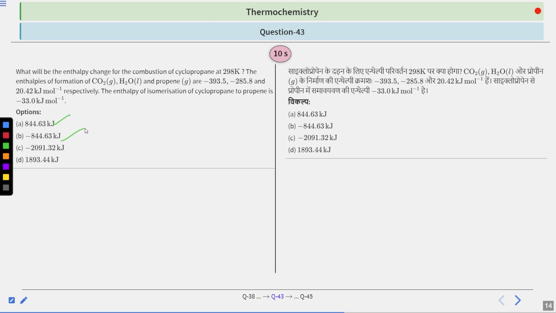Okay, so all are given in kilojoule, not in kilojoule per mole. So you have to find the enthalpy of isomerization of cyclopropane to propene. So how will we do it? First of all, write the equation here. Once you have written the equation, use these three, which are formation of CO2, H2O, and propene, to find the enthalpy of combustion of cyclopropane. So time to solve this question starts now.